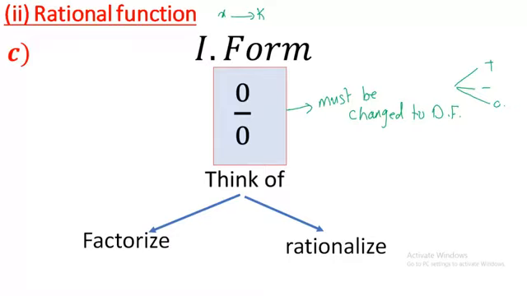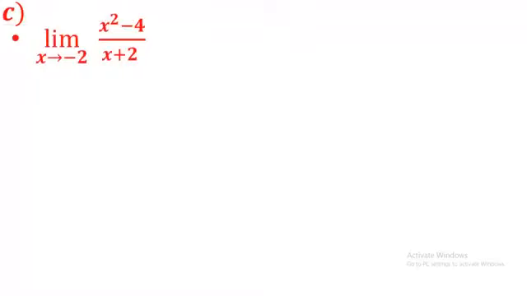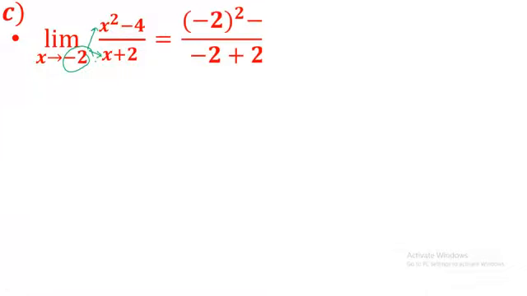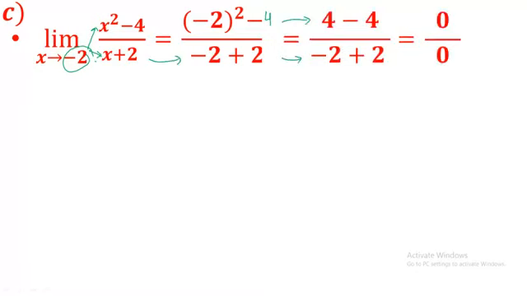Let's take some examples. First, if I have limit as x tends to minus 2 for the rational function x squared minus 4 over x plus 2, the first step is to substitute instead of x by minus 2. So we will get minus 2 all squared minus 4 over minus 2 plus 2. The answer is 4 minus 4 over minus 2 plus 2, and we will have 0 over 0.